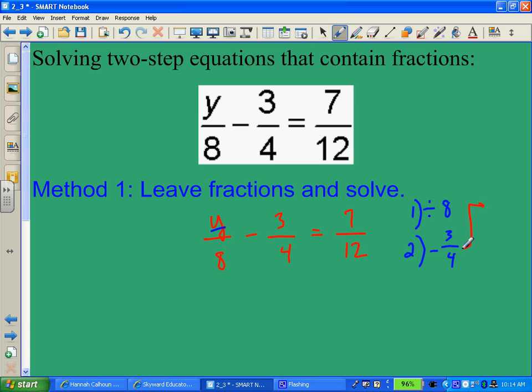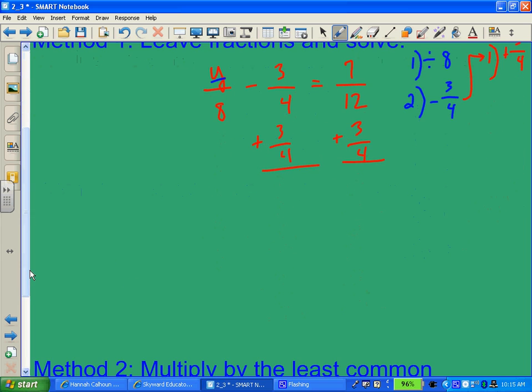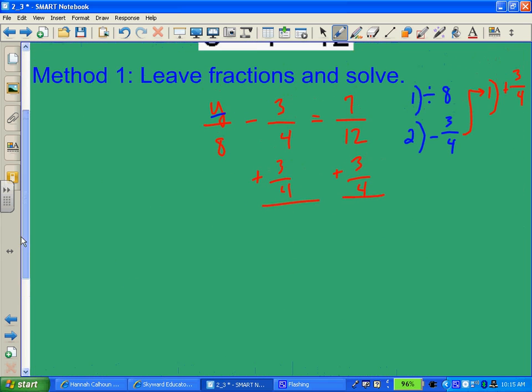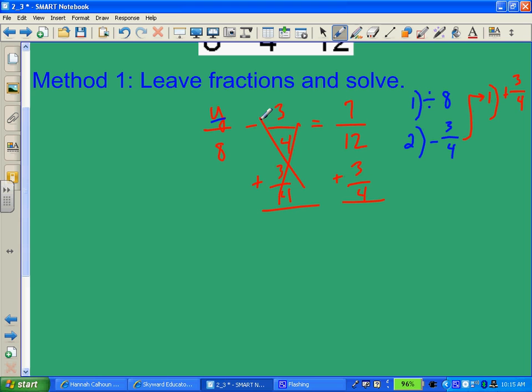So to solve this, again, I have to undo these in the opposite order. So the opposite of minusing 3/4 is adding 3/4. So let's go ahead and do that. Plus 3/4, plus 3/4. Now, first of all, this is going to cancel out. So I just have y over 8.